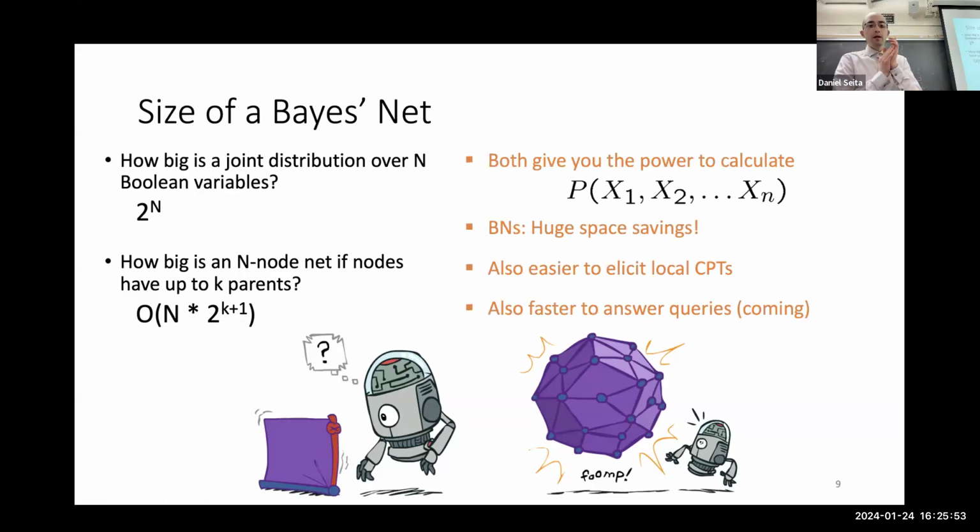Hi. So when you have your normal joint distribution versus your Bayes net, both of them give you the power to calculate the joint, but the benefit the Bayes net is supposed to give is a lot of savings in terms of space when you try to write out the full table. It also makes it a little bit easier to analyze local conditional probability tables, and it can make it faster to answer queries, which we will talk about soon.